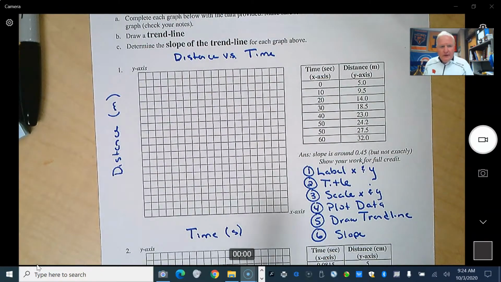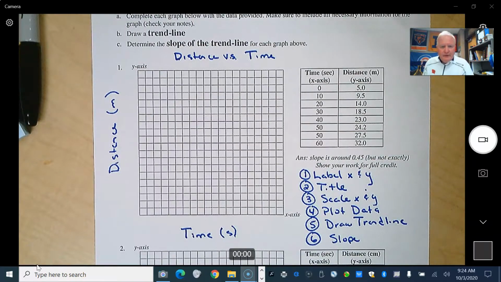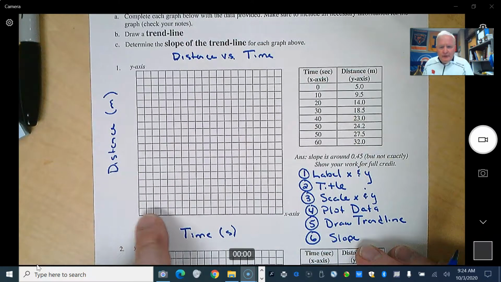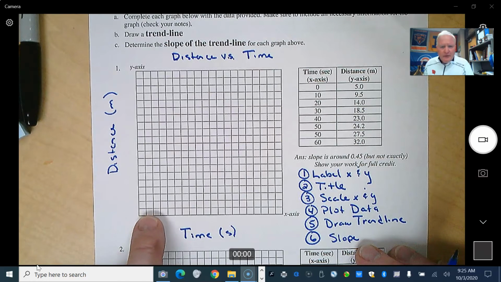The next thing is the hardest thing. So I want you to listen to the way that I reason this out, and I'm sure that you can use it to your advantage. When we put a scale on these two, X and Y, we're just telling ourselves how much every box is going to be worth. And every box has to be worth the same.